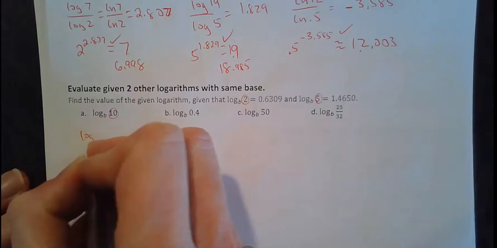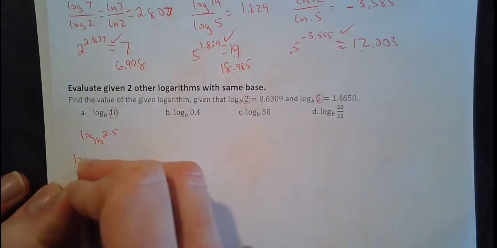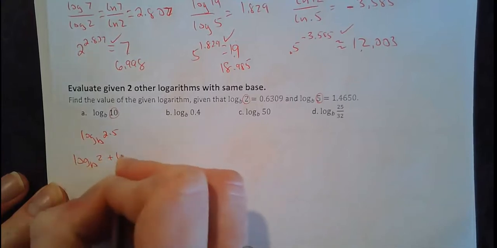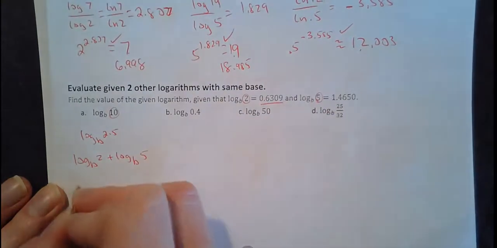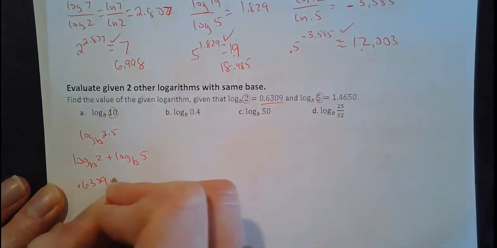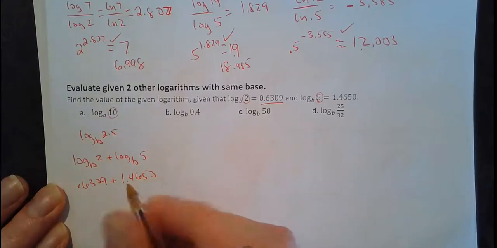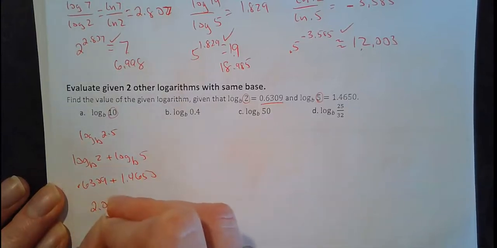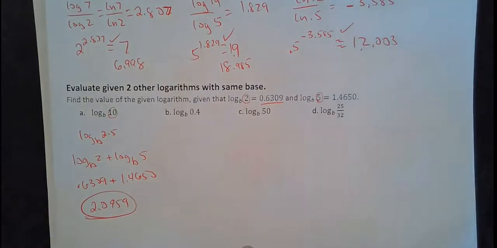Well, I could write this as log base b of 2 times 5 instead. Then that would be log base b of 2 plus log base b of 5, which would be 0.6309 plus 1.4650. Add those together, you get 2.0959. And that's our answer.